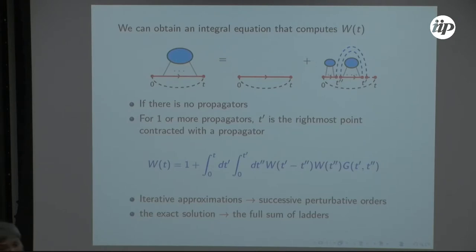If there is at least one propagator, you can identify the propagator that connects the rightmost point in this segment. I called T prime the rightmost point in this segment 0 to T that is connected with a propagator. So to the right of T prime there can be no propagator, by my definition of the rightmost. And I call T second the point which is connected with that rightmost point by the propagator. So I'm going to have a factor, an effective potential, G of T prime T second because of this. But then I can have no propagators to the right of T prime, but I can have points connected with propagators between 0 and T second, or between T second and T prime.